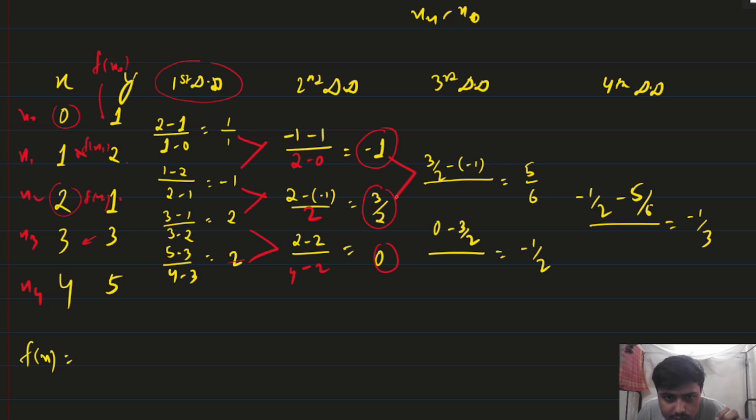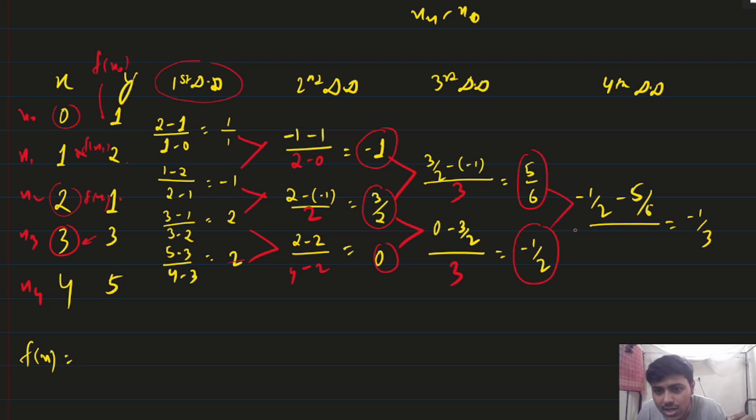Simply see this. In the numerator, 3 by 2 minus of minus 1, divided by, see what this value corresponds to: x3 minus x0. So it will be 3 minus 0, so it will be 3. When you calculate, it will be 5 by 6. And here, 0 minus 3 by 2, here also the denominator will be 3. The answer will be 4 minus 1 in the denominator, so the answer will come out as minus 1 by 2.